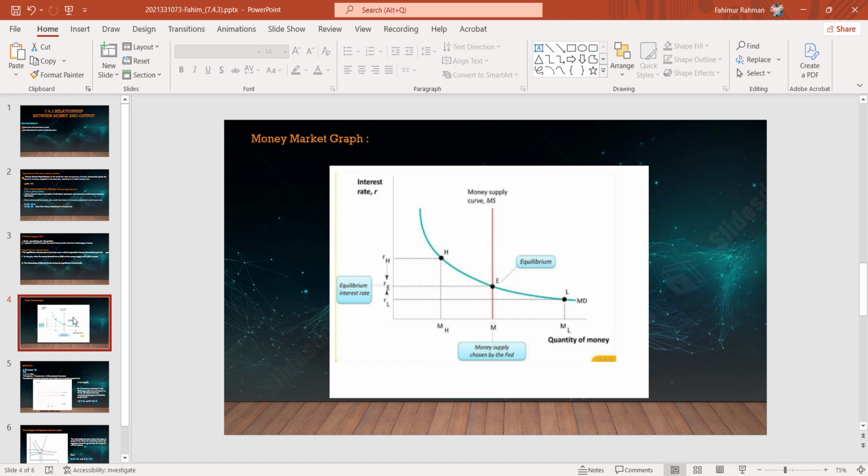That's why the MD curve is downward sloping and the MS curve is actually vertical. It's constant; we can say that it will be constant for a certain period. Why is it a vertical line? Because it is controlled by the central bank, so it does not shift. That's why the MS curve is a vertical line and the MD curve is downward sloping with respect to R and M.